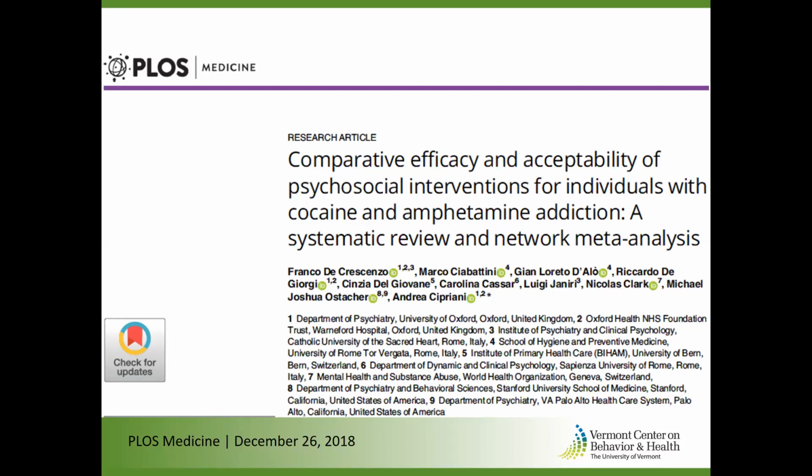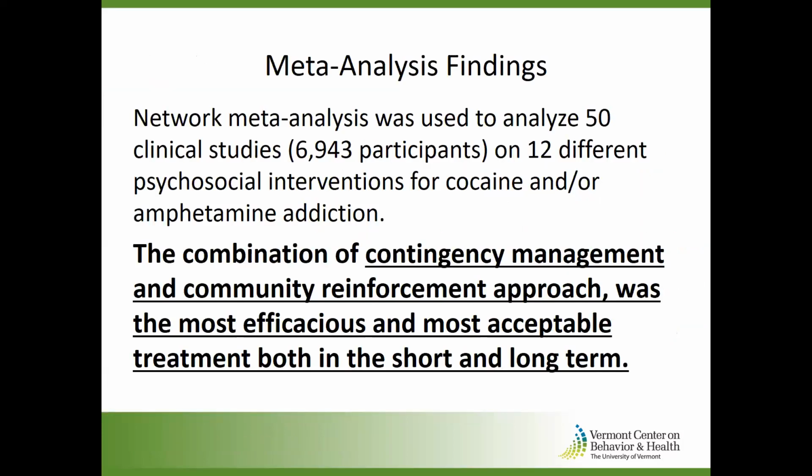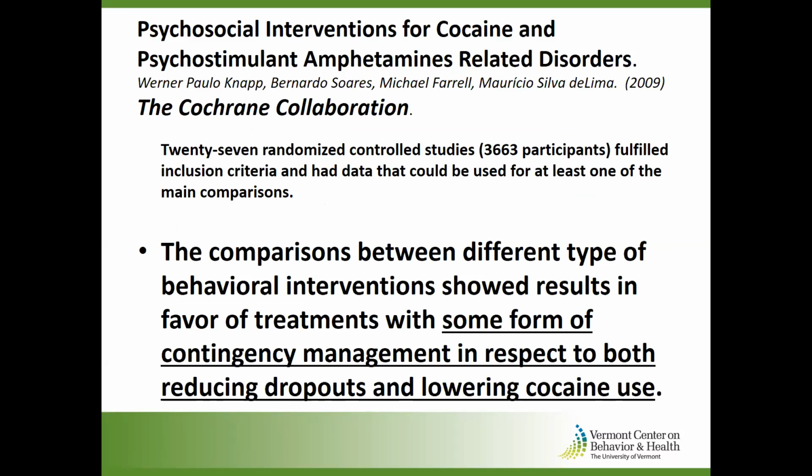Now, if you're a researcher familiar with meta-analyses, you may have the same frustration I often have, which is that most of them kind of say, well, nothing really works all that well. This may work a little better than that, but it's all gray and nothing really stands out. Well, that's not what this team found for amphetamine and cocaine use disorders. They analyzed 50 studies, including 7,000 participants, looking at 12 different psychosocial interventions. Their results were that the combination of contingency management and community reinforcement approach was the most efficacious and most acceptable treatment, both in the short and the long term. A very definitive conclusion that contingency management and CRA were the two most effective.